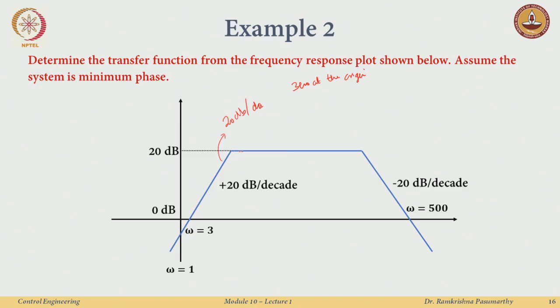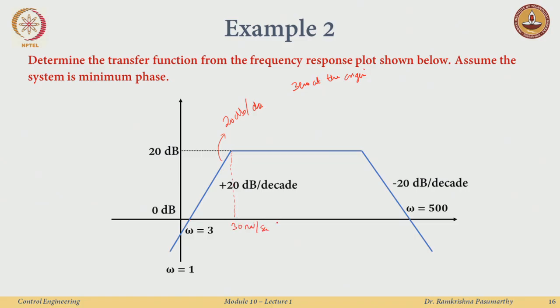So what is this corner frequency? At omega equal to 3 I am at 0, and I pass one decade to be 20. So what is a decade? You multiply by 10, this is 30 radians per second.